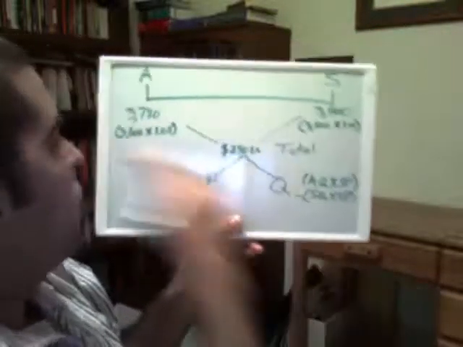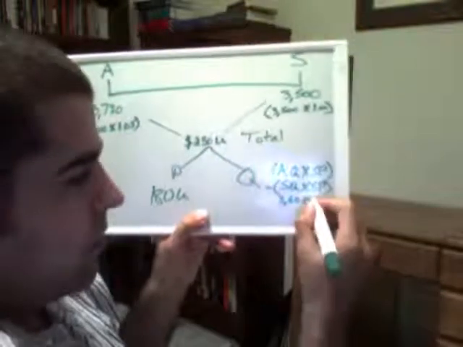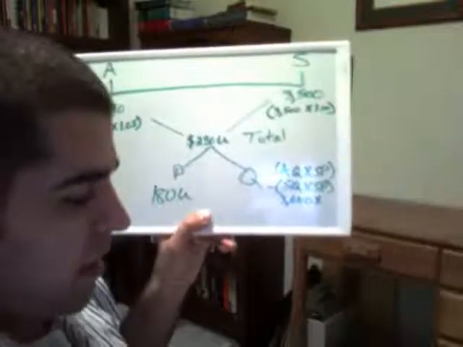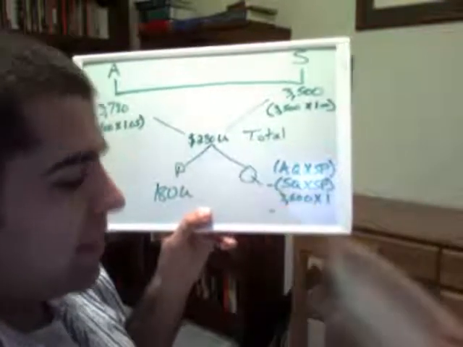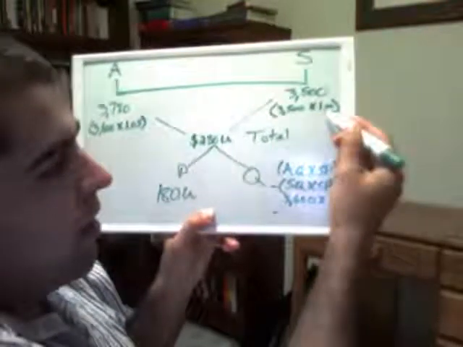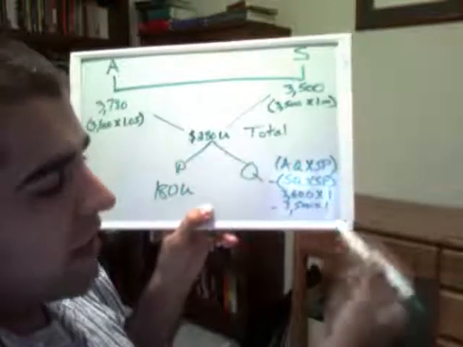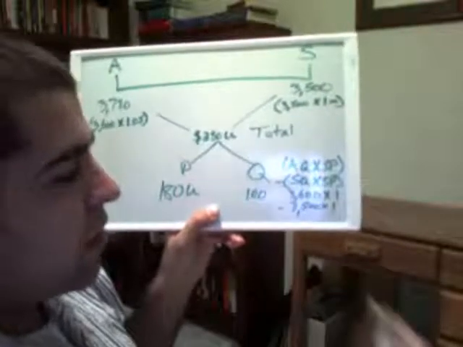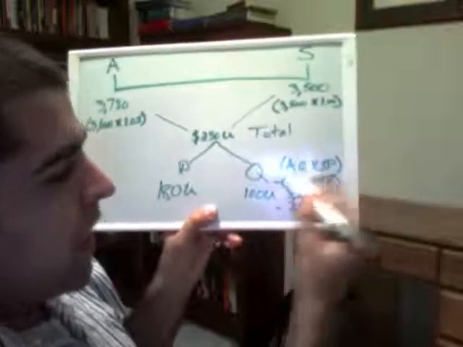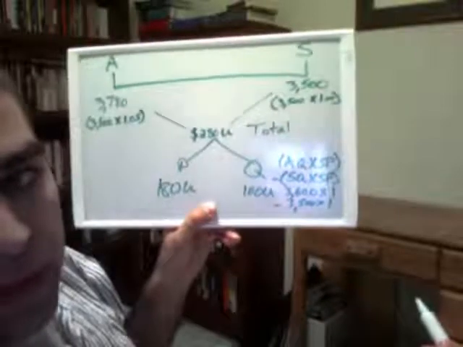What's the first number? Actual quantity, 3,600, times the standard price is 1. So that'll be 3,600 for that part, less 3,500 times 1, standard quantity, standard price. So basically 3,600 minus 3,500. Now we're looking at 100 here. Now this is also unfavorable because we spent more. We're looking at the actual line here. The actual was greater than our standard would be.